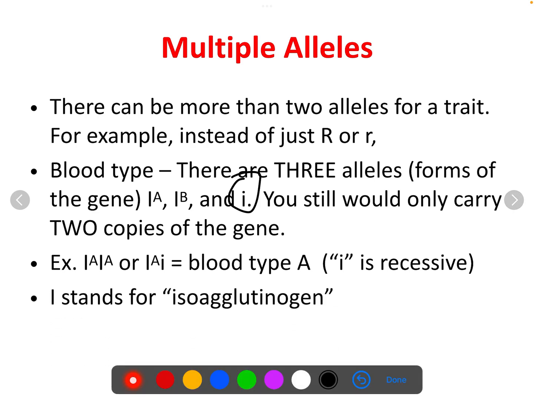Okay. So when the lowercase i or type O is combined with either A or B, it will serve as the recessive. And then in the case of type A, we could be homozygous type A or we could be heterozygous type A. O is recessive to A or B. Okay. But when A and B are together, they're codominant. So we have a lot of things going on with blood typing. But again, you still only get 2 alleles, but there's more than 2 to choose from.